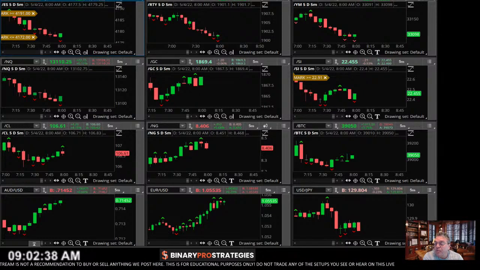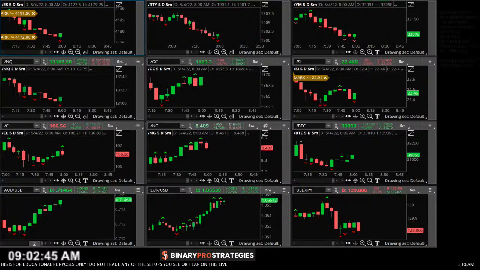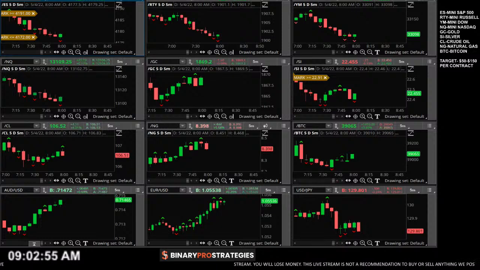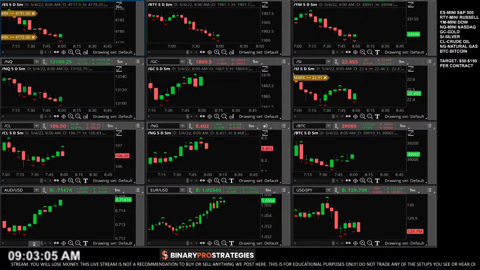If you look on the top right-hand corner, I want you to look at these symbols so you understand when I mention ES, I'm talking about the E-mini S&P 500. RTY, I'm talking about the mini Russell. YM is going to be your mini Dow, and NQ is going to be your mini NASDAQ. If I say GC, it's going to be gold, SI for silver, CL for crude, and NG for natural gas. And for those that like to watch Bitcoin, BTC.